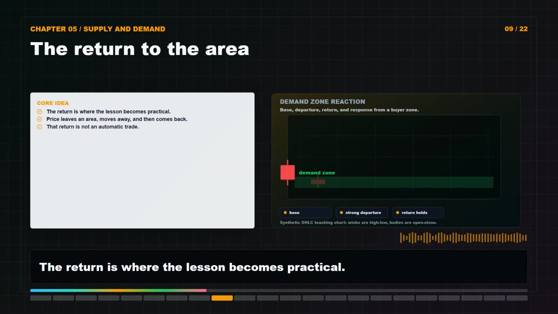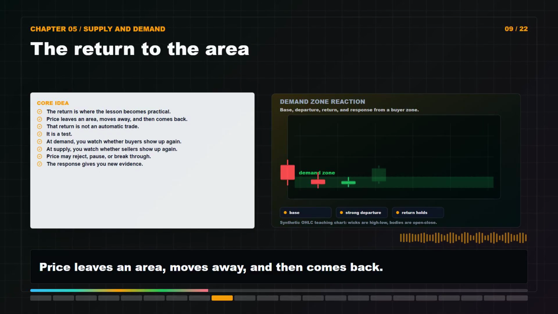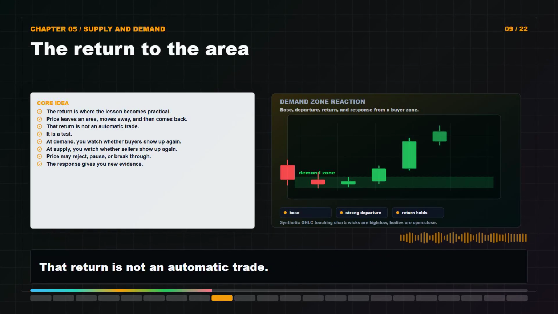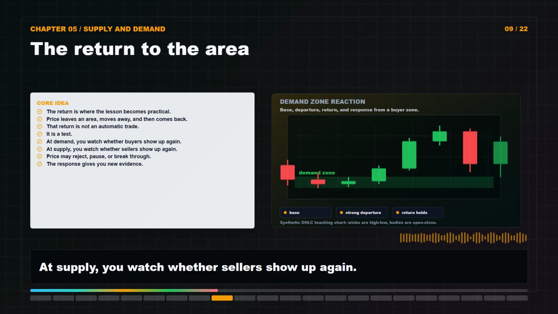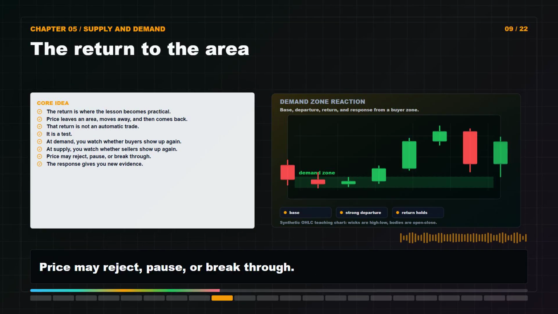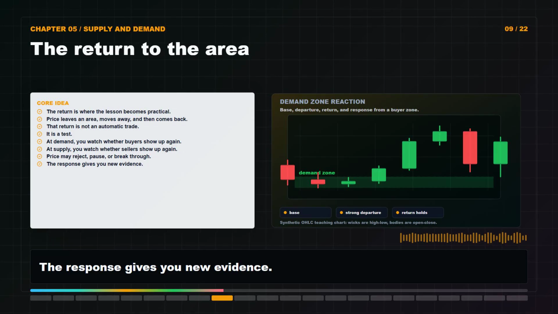The return is where the lesson becomes practical. Price leaves an area, moves away, and then comes back. That return is not an automatic trade. It is a test. At demand, you watch whether buyers show up again. At supply, you watch whether sellers show up again. Price may reject, pause, or break through. The response gives you new evidence.